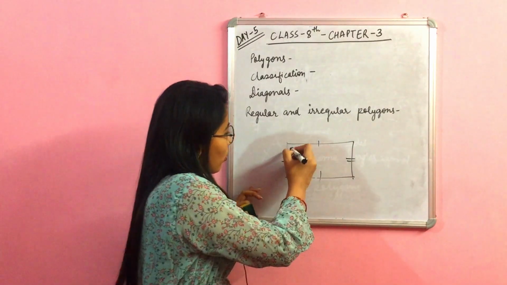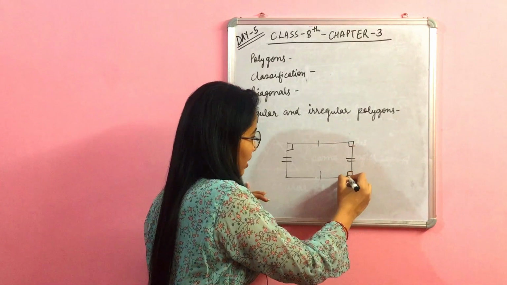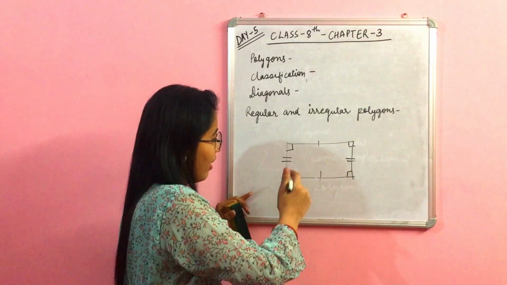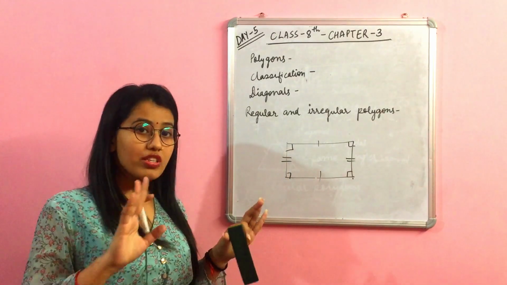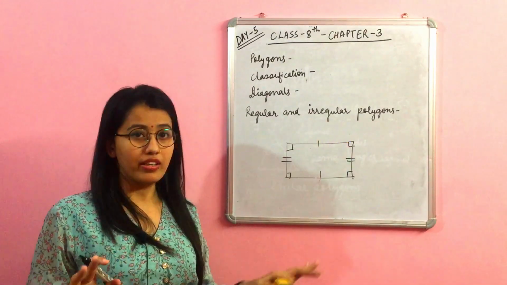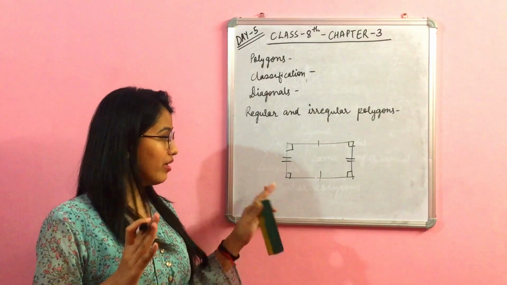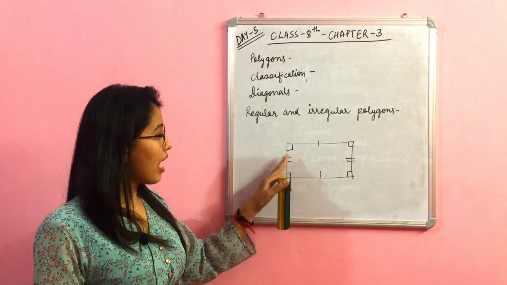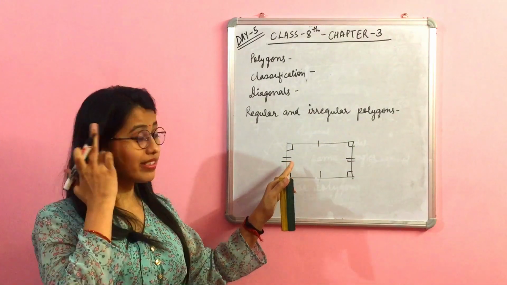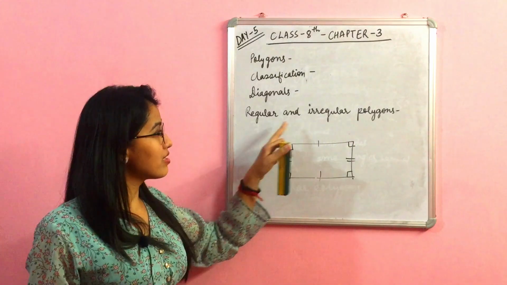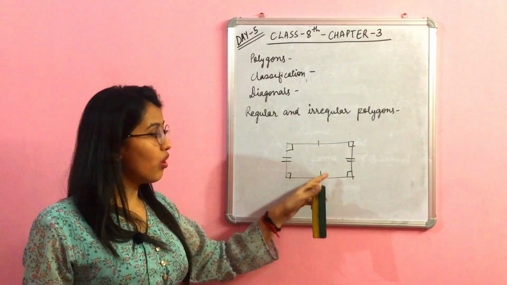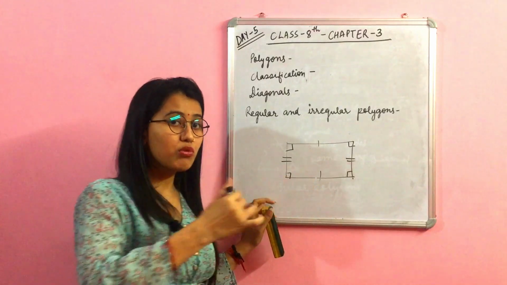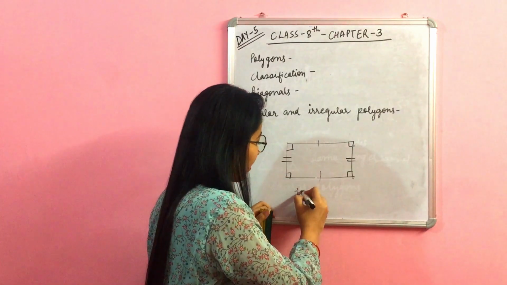If you talk about the angles here, these angles are equal, right? So what was the definition of a regular polygon? If a polygon is equiangular and equilateral, that means it has the same angles as well as the same sides, then we call it a regular polygon. So this is not a regular polygon. Why? Because all four sides are not equal, only opposite sides are equal, so it is an irregular polygon.